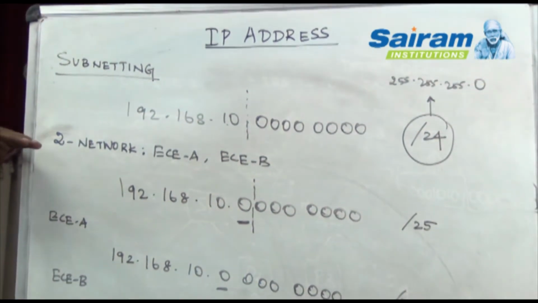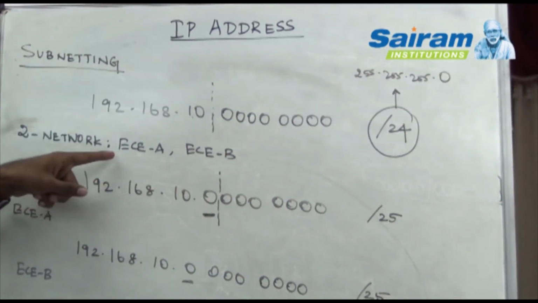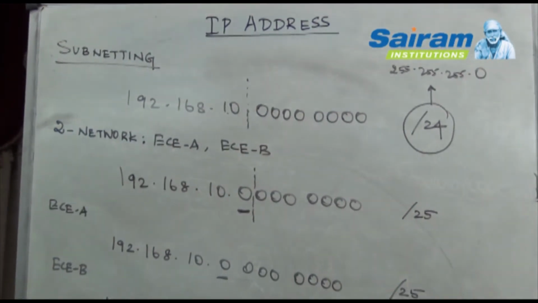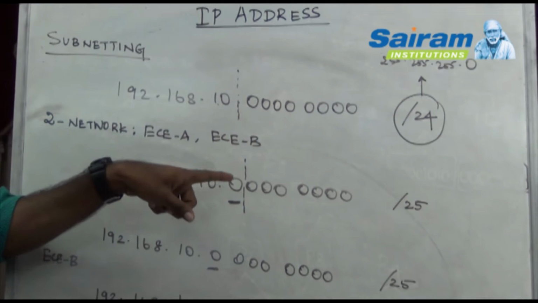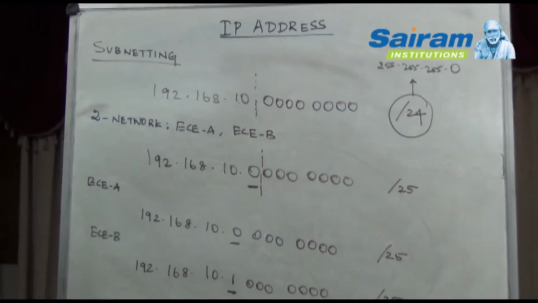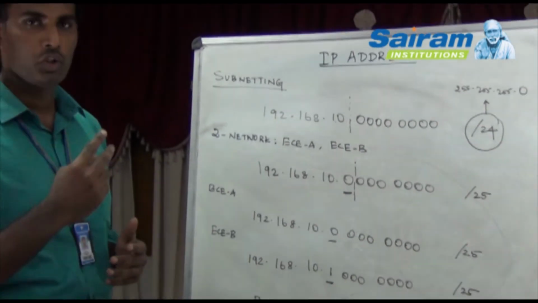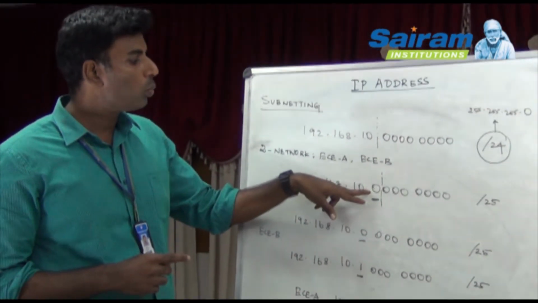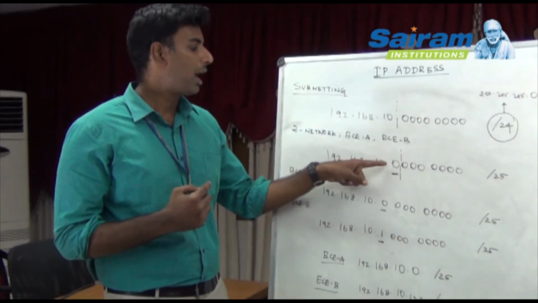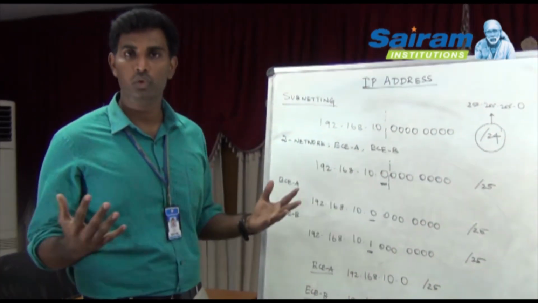Now I need 2 networks from this network. One is ECEA and another is ECEB. Assume the parent network is ECE. Okay. Now I'm going to divide this network into 2 by getting some bits from the host portion. How many networks do we need? 2. Which means if I borrow 1 bit from the host portion, I can have 2 networks, because I can change the 0 to 1 and I have a new network.